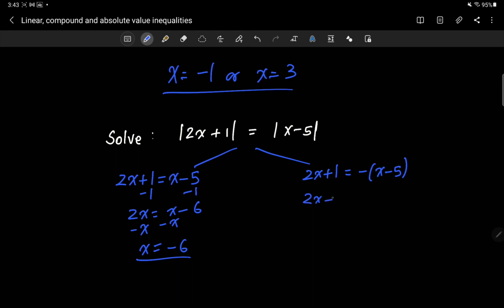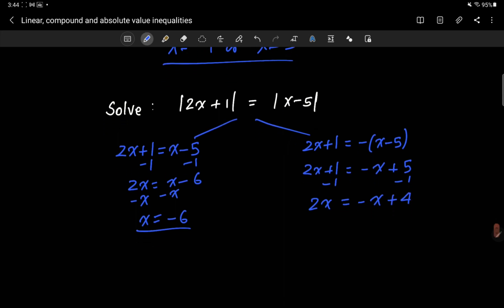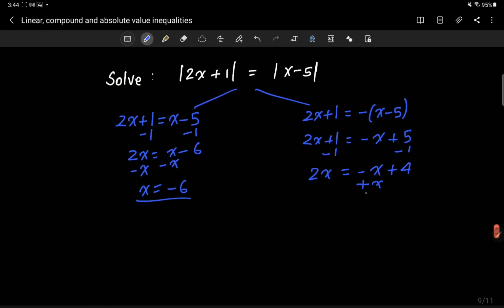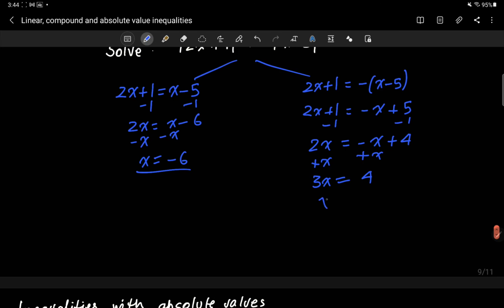The second one again has one extra step, negative x plus 5. Subtracting 1 gives me 2x is negative x plus 4. Adding x, 3x is 4, essentially giving me x is 4/3. So I have these two solutions, namely x is negative 6 and x is 4/3.